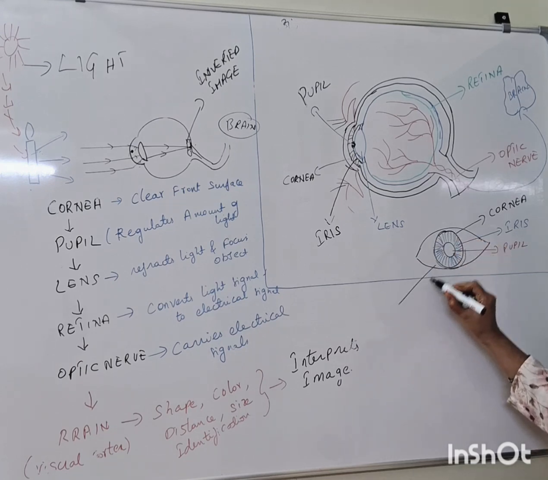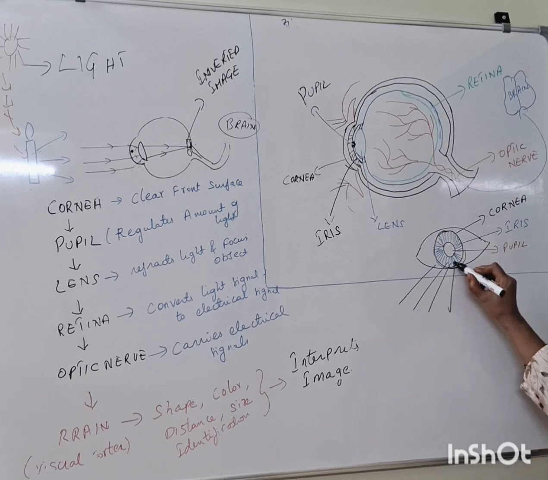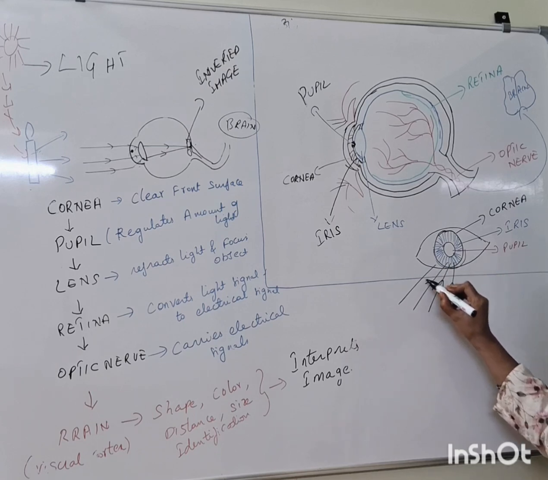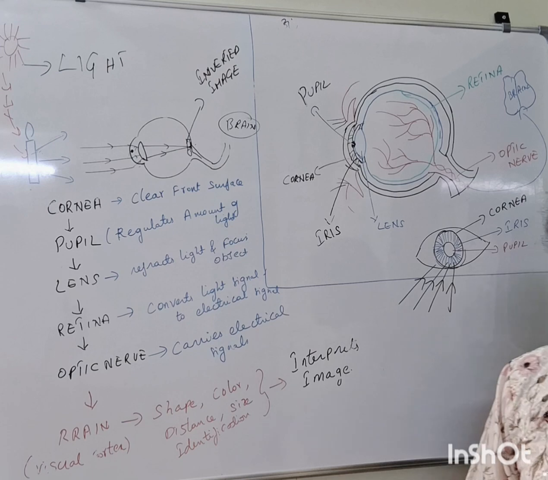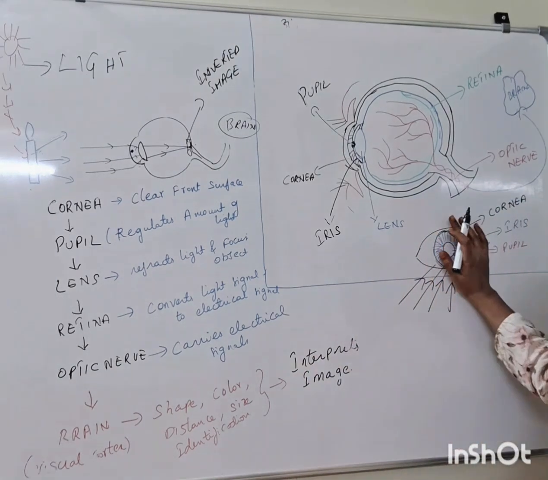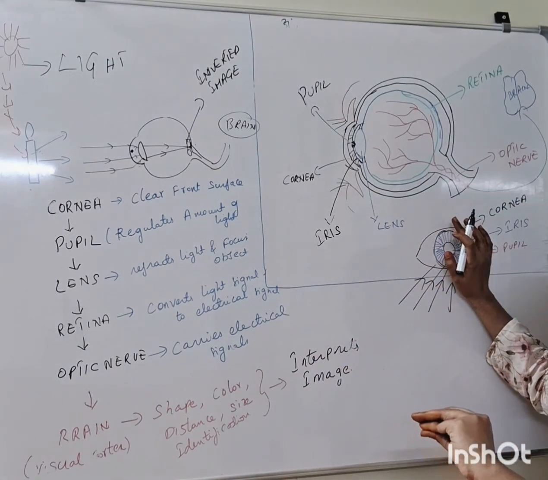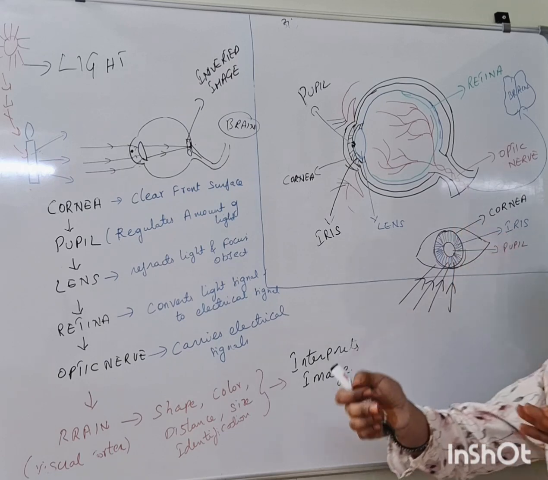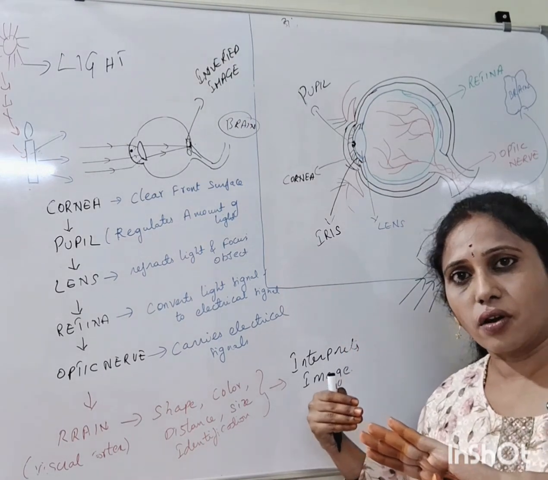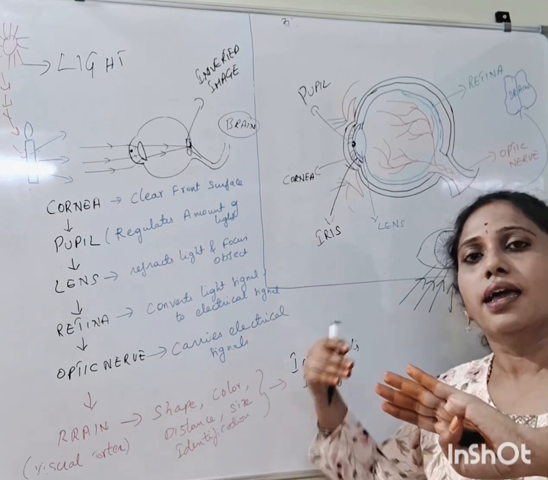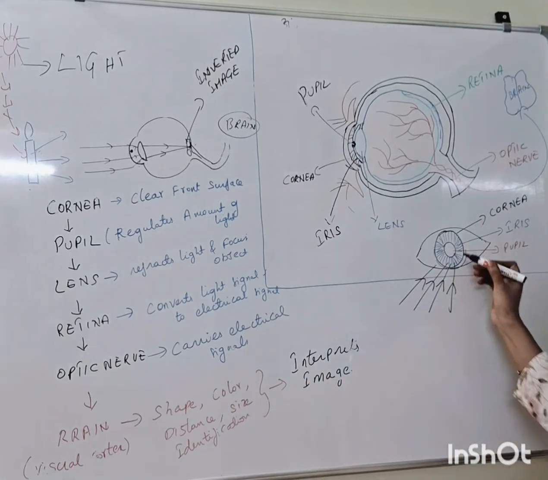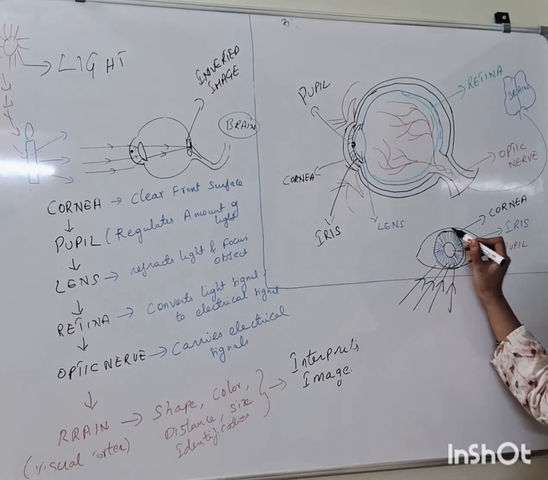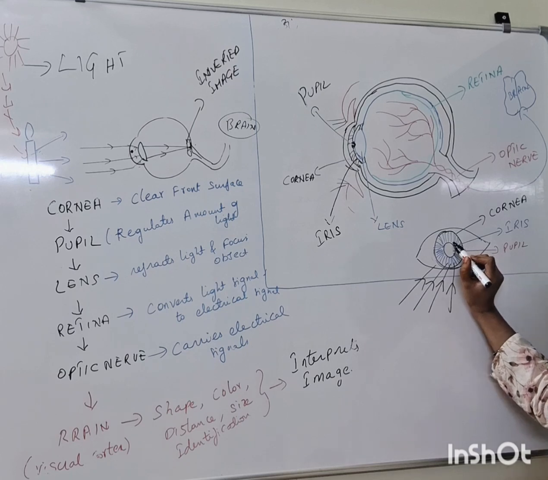The light rays will hit the cornea, and this cornea is transparent. Why should it be transparent? If it is not transparent, can the light rays enter the eye? No, right? Only if it is transparent will the light rays enter deeper into the eye. If it is not transparent, the light rays cannot enter and the image is not formed. So the front surface of the eye is transparent. It is nothing but the cornea.